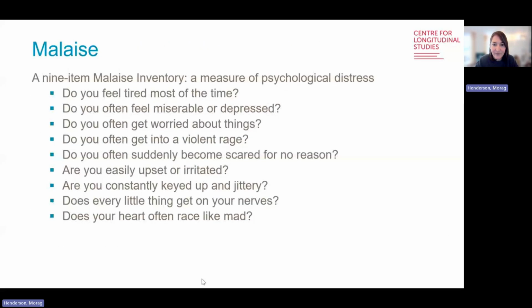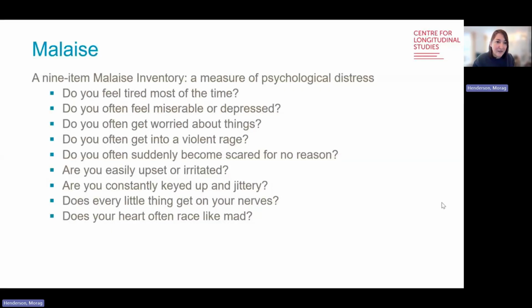The malaise inventory, this was a 9-item version that was devised by the late CLS professor and former director John Bynner. He reduced it down from the original 24-item scale that was developed from the Cornell Medical Index Health Questionnaire created by Michael Rutter. So this 9-item malaise inventory has been found to provide accurate and consistent measures of psychological distress, both within and between generations. So it's a validated scale.